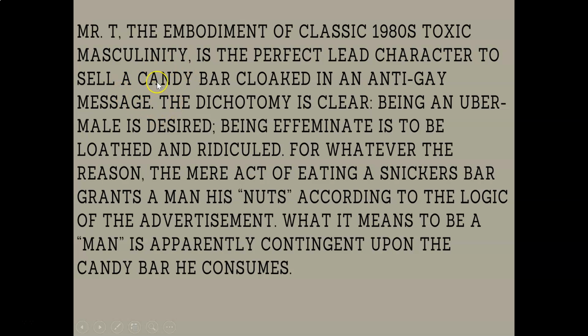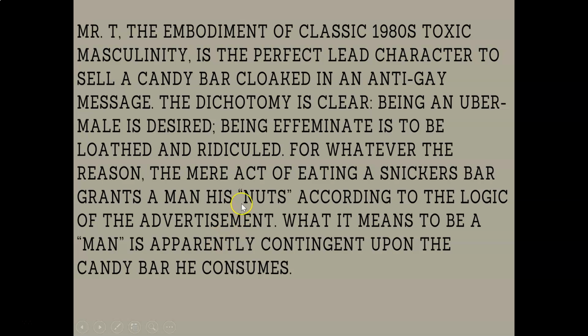So you're into ethos, and you kind of got a little bit of logos in there as well, implied. The dichotomy is clear. Being an uber male is desired. Being effeminate is to be loathed and ridiculed. So logos, ethos. For whatever the reason, the mere act of eating a Snickers bar grants a man his nuts according to the logic of the advertisement. What it means to be a man is apparently contingent upon the candy bar he consumes, right? So very big concentration on the ethos and the logos here.